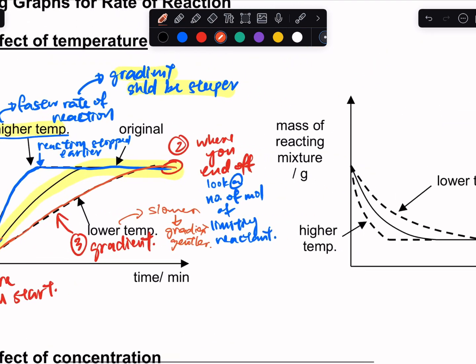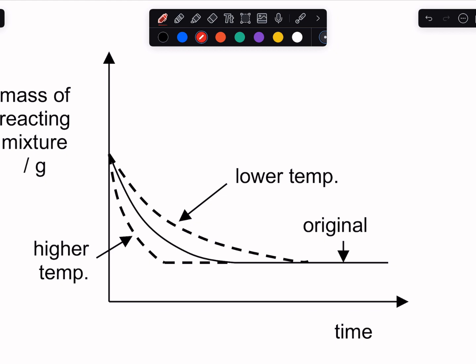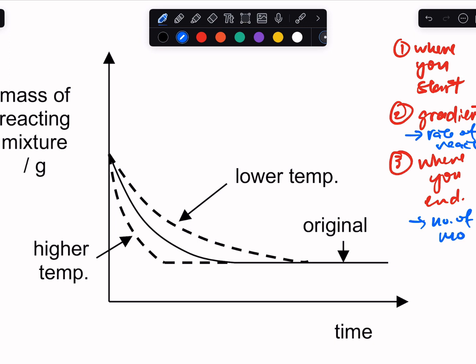Okay, so let's look at if it's a mass. Let me write at the side. 3 points to think of. Where I start, the gradient of the curve, where you end. Gradient looks at the rate of reaction. But where you end looks at number of moles of limiting reactant.